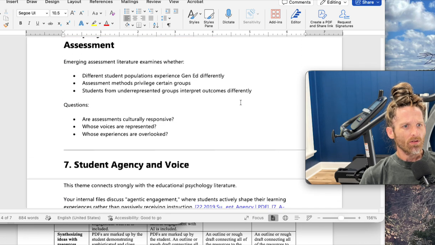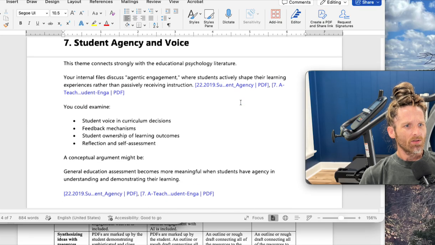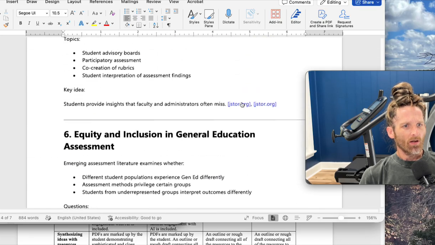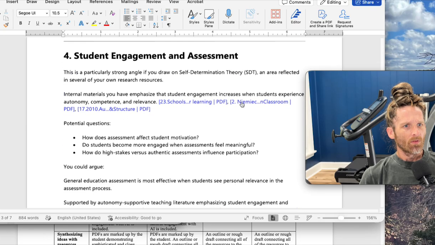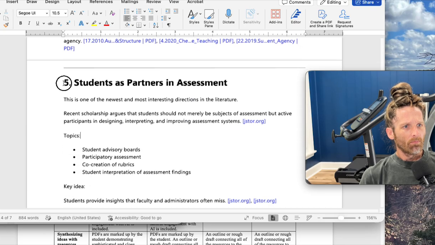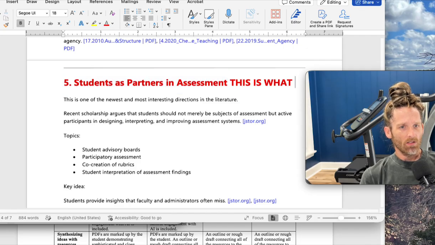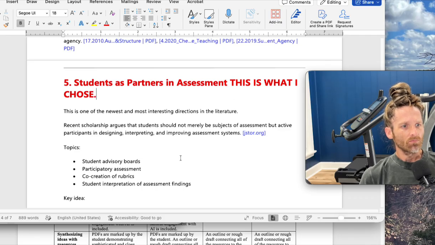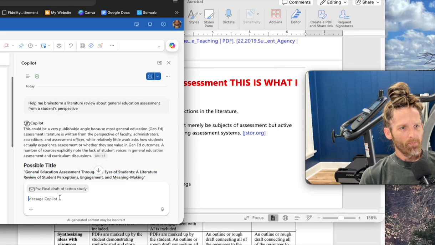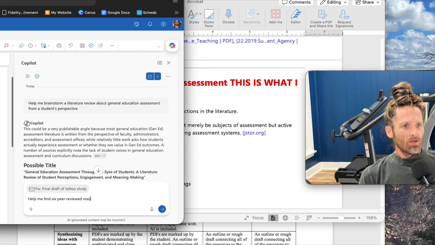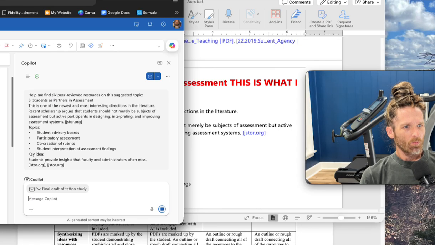Equity and inclusion, important topic, not one I want to focus on. Student agency and voice. I've got what I want, so I'm actually going to highlight it. This is what I chose. Go back to CoPilot. Help me find 6 peer-reviewed resources on this suggested topic. So I'm essentially telling it which one I liked.